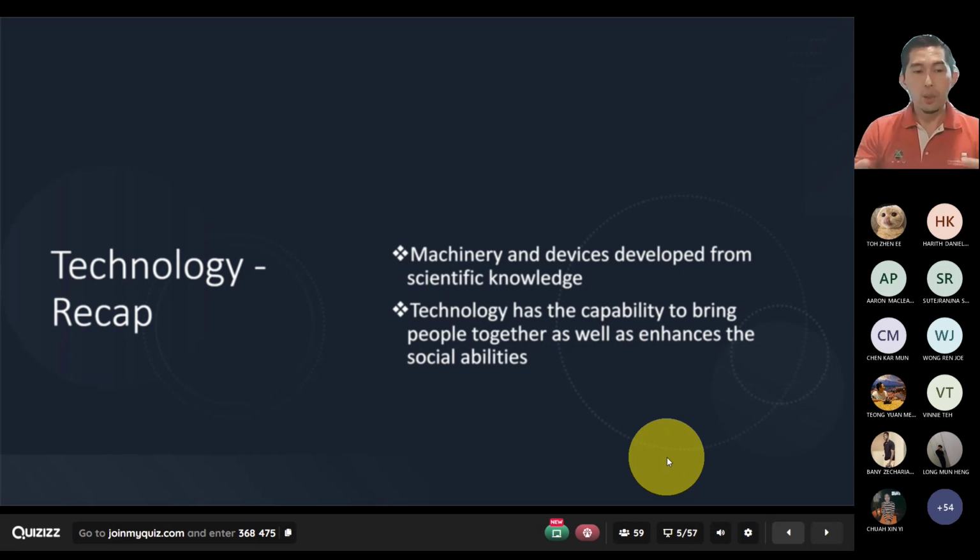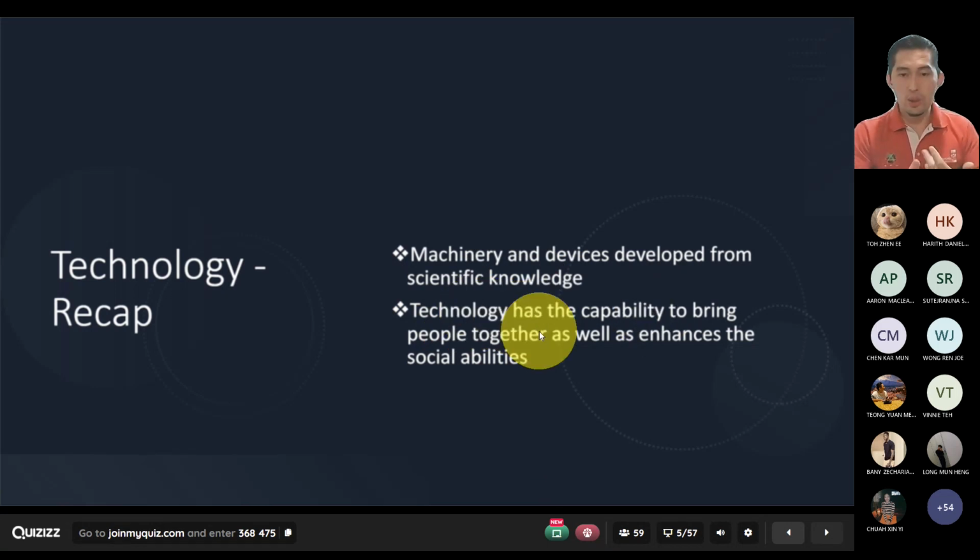All right. A quick technology recap: when we were defining technology right in the beginning of the semester, it was machinery, devices, and not forgetting, of course, the knowledge, the know-hows, and using and combining all of these as a tool to help us. So evidently, technology has the capability to bring people together and to enhance the social abilities that we have, things that we could not do before. But as much as that is being said, I'm very sure a lot of us will agree that today there are adverse effects. There are the opposite effects that are taking place as well.